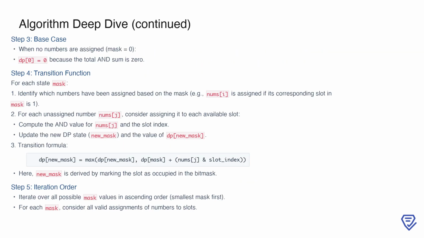We start by defining the base case for our dynamic programming approach. When no numbers are assigned, which corresponds to mask equals 0, the AND sum is 0. Thus, dp[0] equals 0.